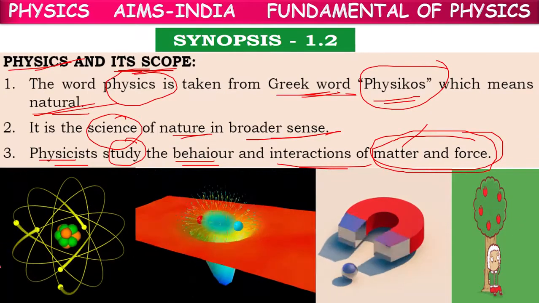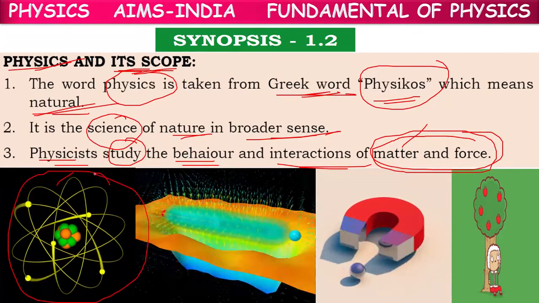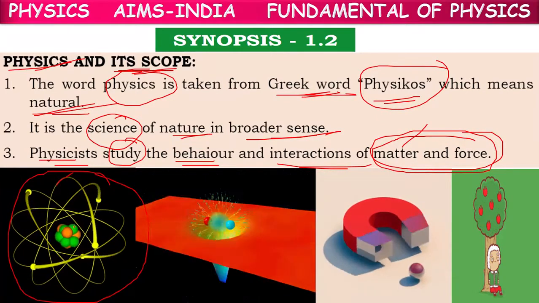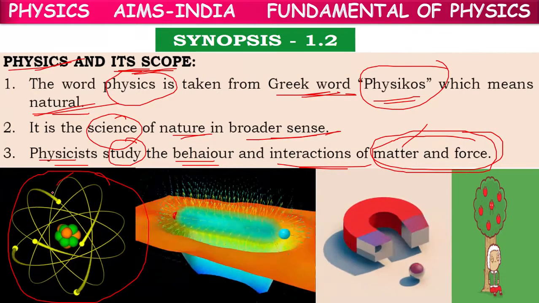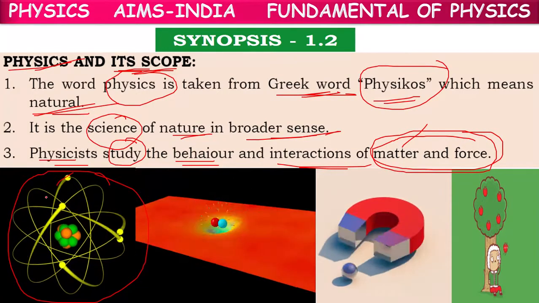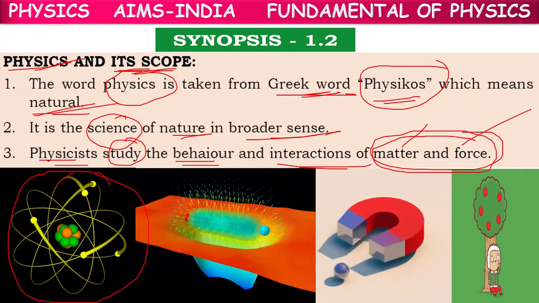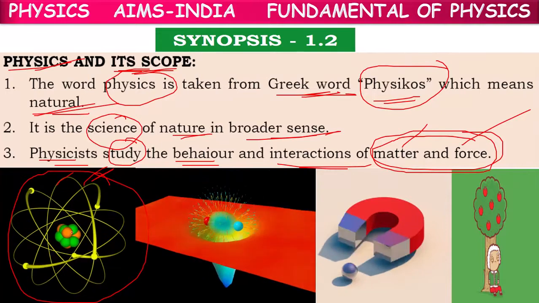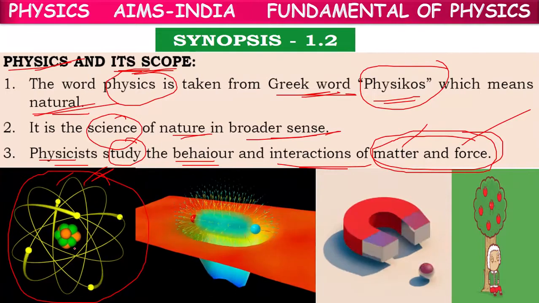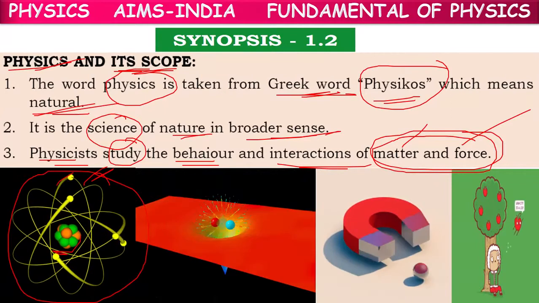Suppose you observe this, this is an atomic model. There are so many atoms and molecules, and they will be moving in some orbits. They move like that because of some forces. Studying about this atom and studying about the forces which make them move around in the orbits is called physics.